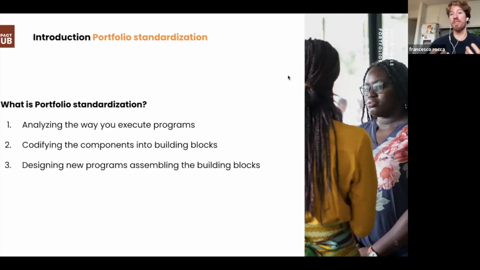So when we were trying to see what portfolio standardization actually is, for us, it breaks down into 3 phases. First, looking at your existing programs and understanding what is a program and what is a consultancy service. The second part is how do you break down the program into smaller pieces that you can then replicate over time. And the third part is how do you use these pieces to build new programs for the future.